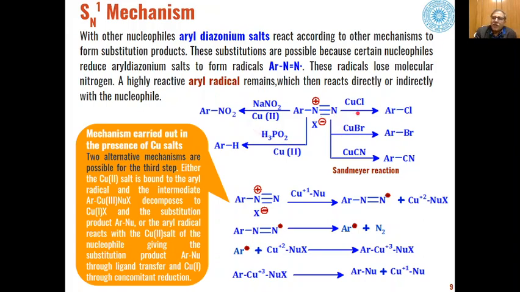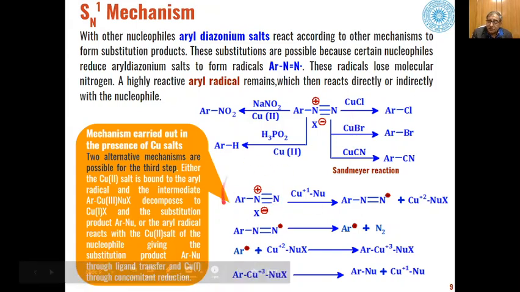For example, if aryl diazonium salts react with copper chloride or copper bromide or copper cyanide, as we call these the Sandmeyer reaction, we can synthesize aryl chlorides, aryl bromides or aryl cyanides respectively. Similarly, if these aryl diazonium salts react with NaNO2 in presence of copper 2 salts, we will get nitroarenes as the product, and if this reacts with H3PO2 in presence of copper 2, then we will get aromatic hydrocarbons as the product.